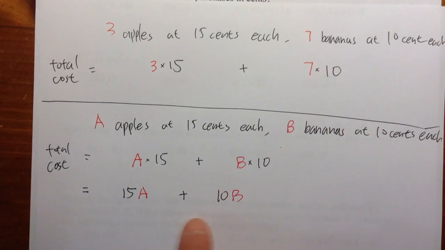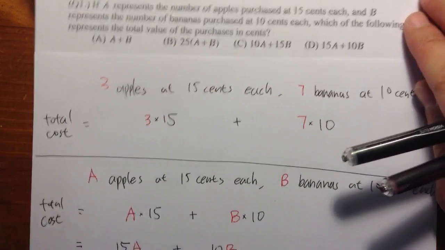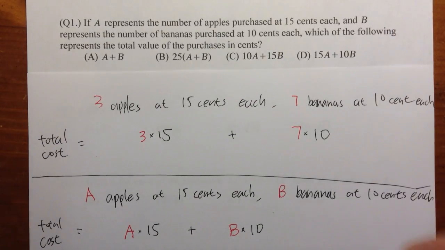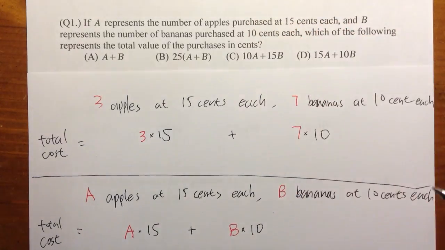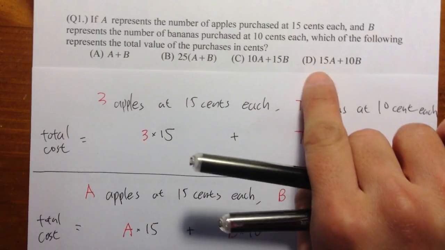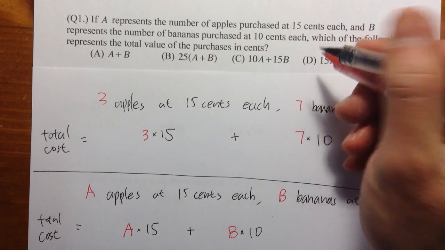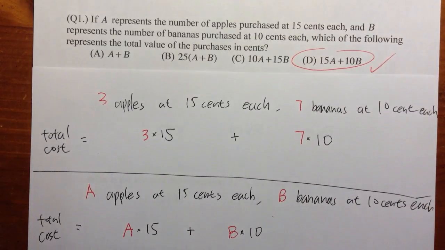So 15A plus 10B. If we take a look, that's answer choice C. Oh, actually no. Be careful. 15A plus 10B, that's answer choice D. Yeah, make sure you select the right answer for the multiple choice question. Alright.